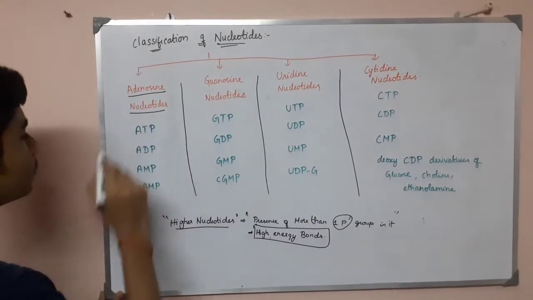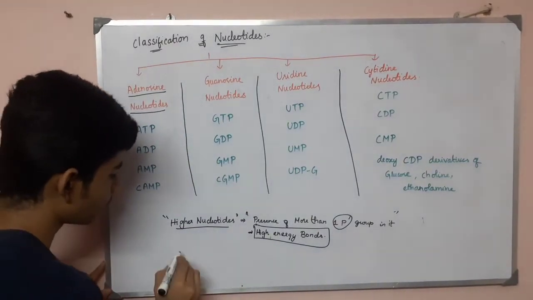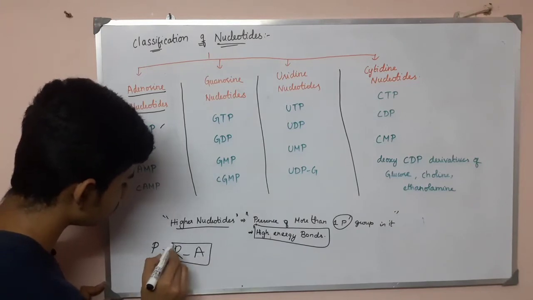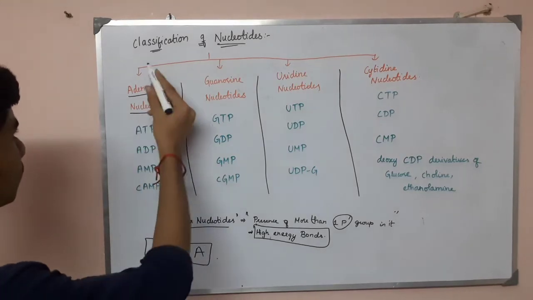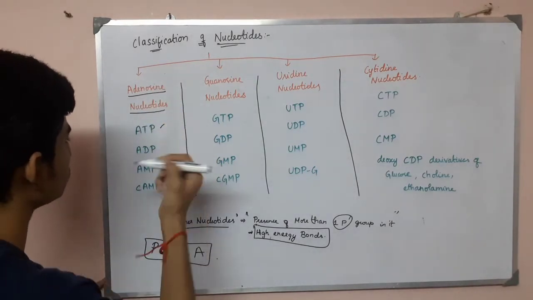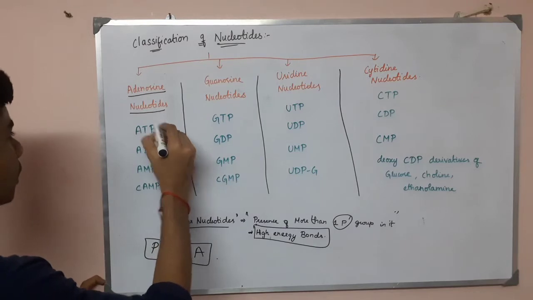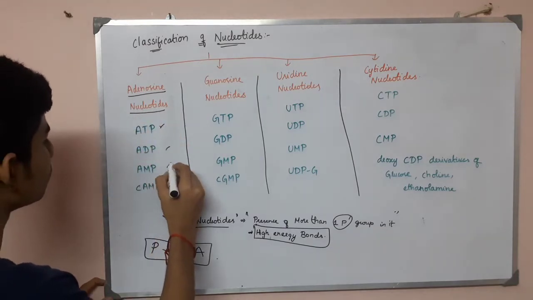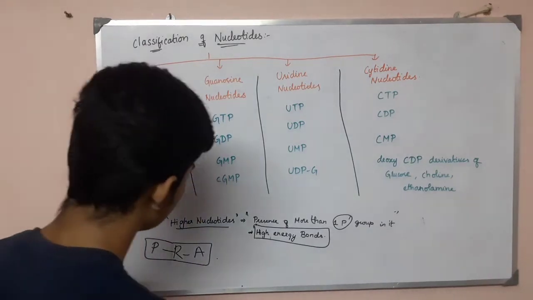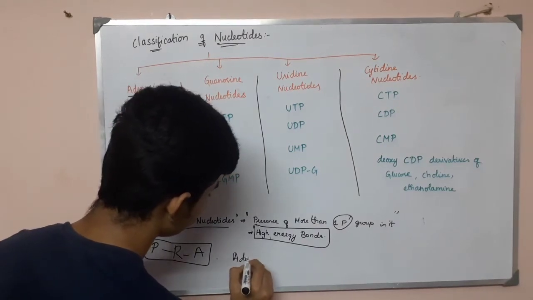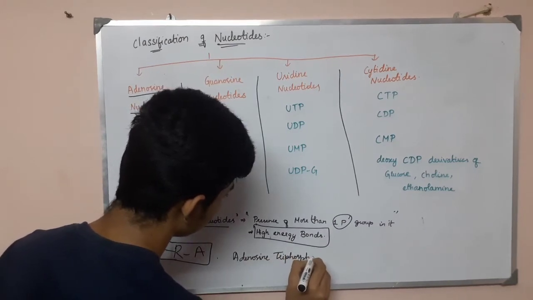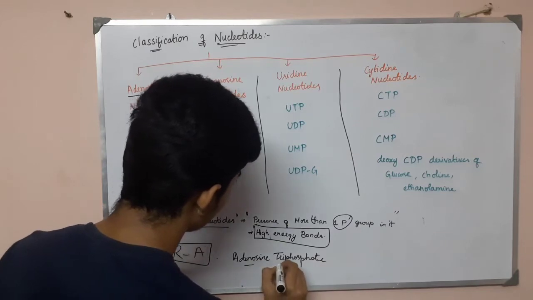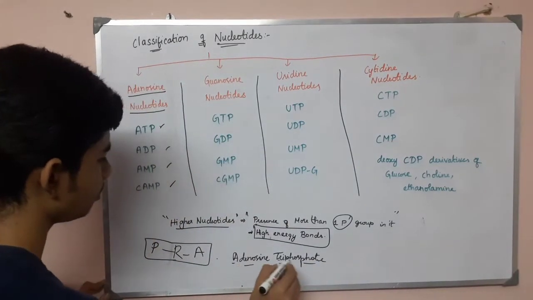Adenosine nucleotide classification: what is adenosine? Adenine with one phosphate group is known as an adenosine nucleotide. There are four types of adenosine nucleotides: ATP, ADP, AMP and cAMP. What is ATP? ATP is known as adenosine triphosphate.